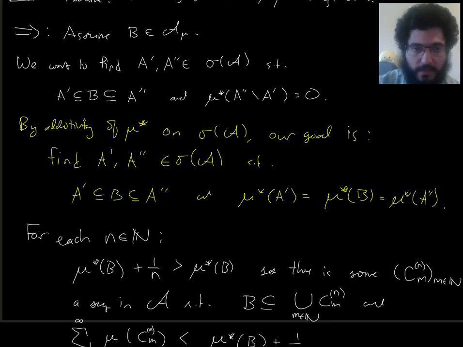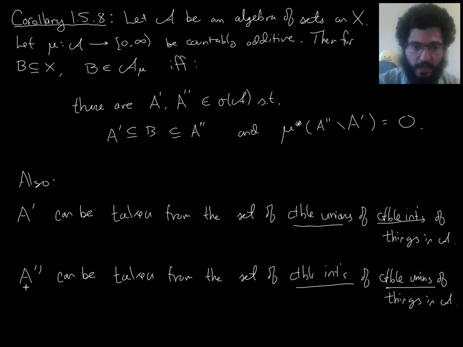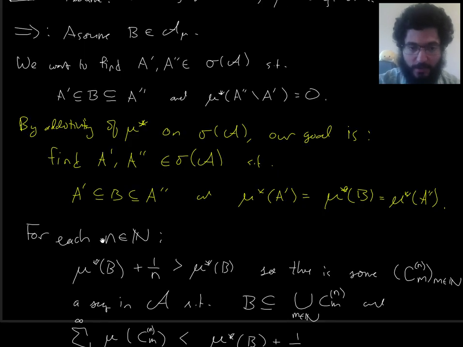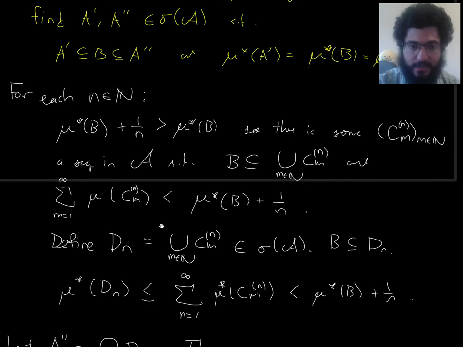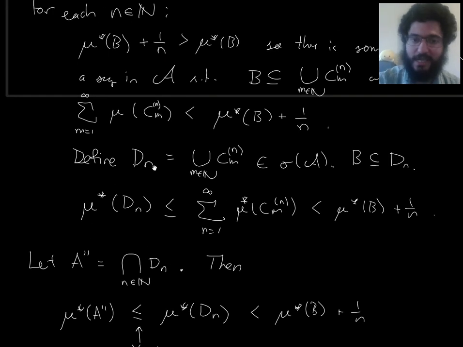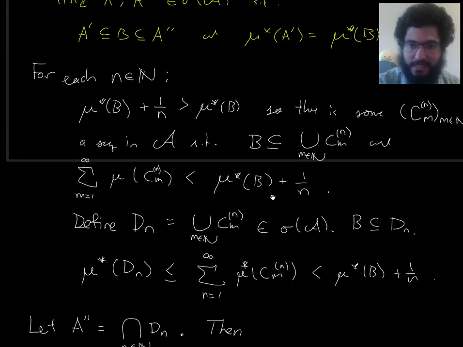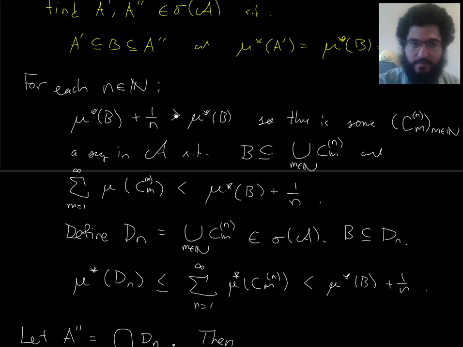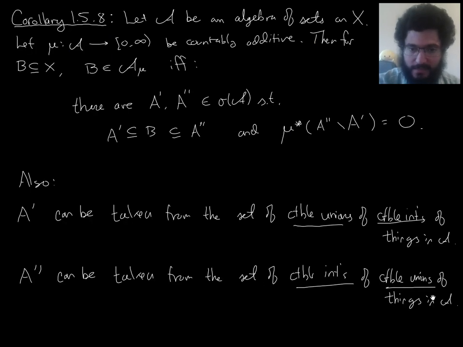And by the way, in the statement of the corollary, we said A prime prime can be taken from the set of countable intersections of countable unions of things in A. Let's observe that our A prime prime is being taken from that. So A prime prime is the countable intersection of these D's, and each D is a countable union of C's, and the C's are all in A, right? So that's this statement. It's a countable intersection of D's. The D's are countable unions of C's, which are things in A.